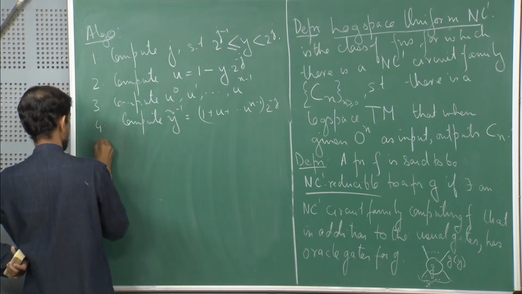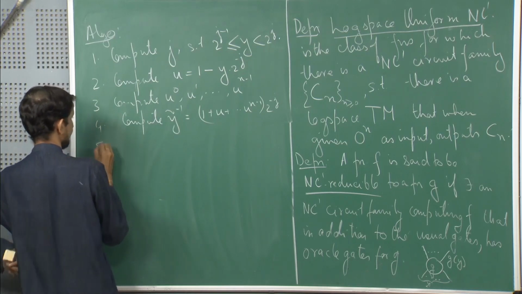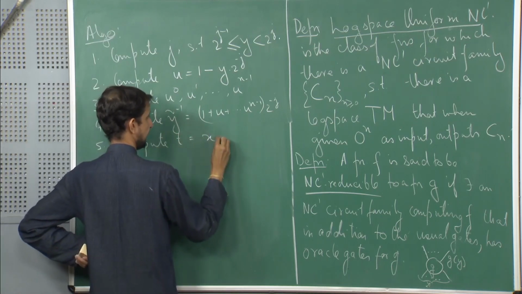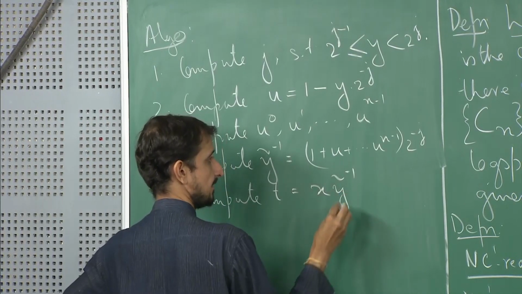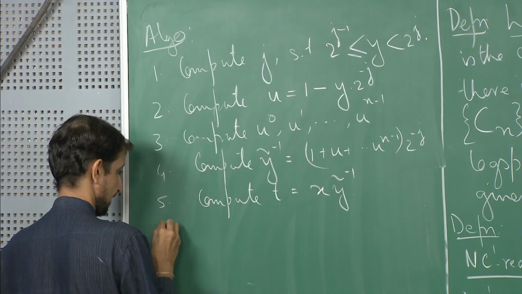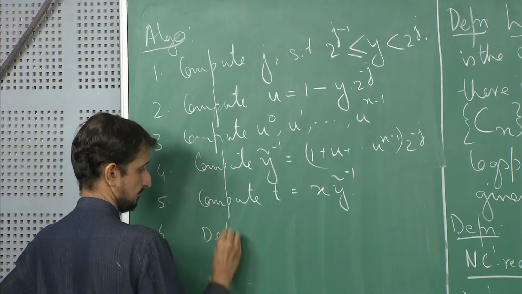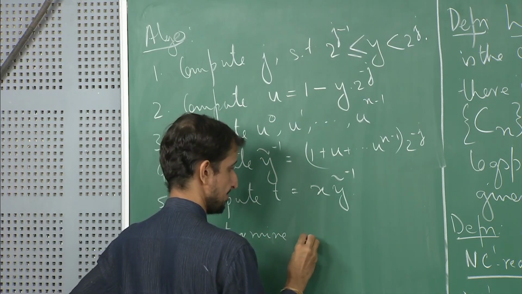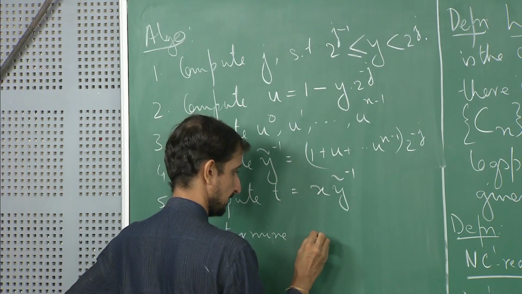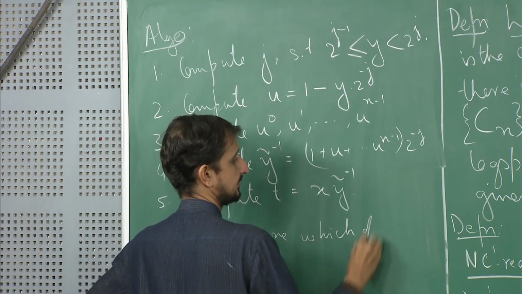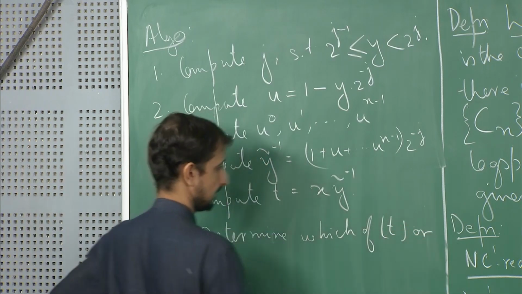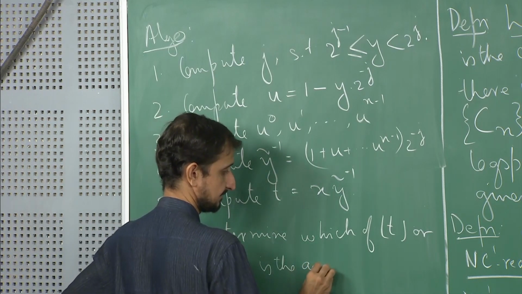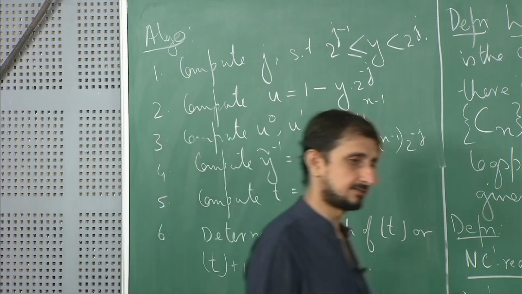Okay. Then compute t, which is equal to x into this quantity. So determine which of this or this is the answer. Okay, so that's the algorithm.